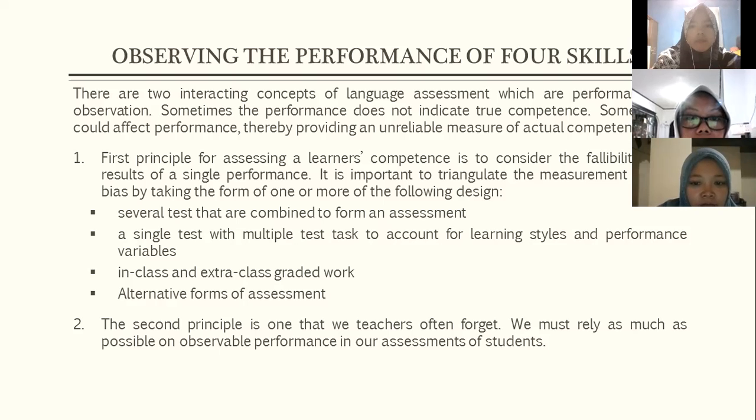For observing the performance of four skills, the first principle for assessing a learner's competence is to consider the availability of the results of a single performance. Several tests that are combined to form an assessment. A single test with multiple test tasks to account for learning styles and performance variables. In-class and out-of-class graded work, alternative forms of assessment. And the second principle is one that we teachers often forget. We must rely as much as possible on observable performance in our assessment of our students.